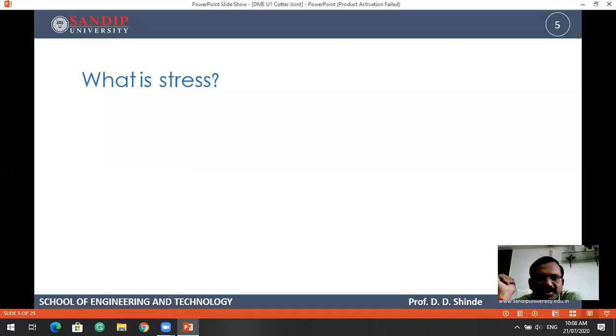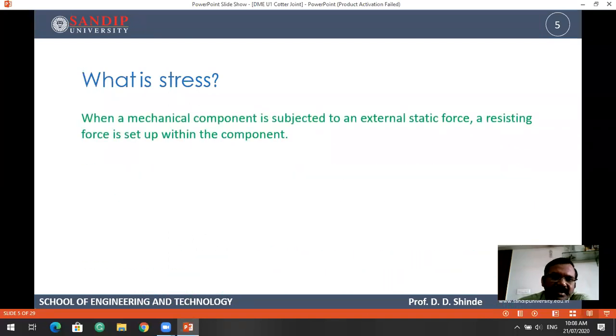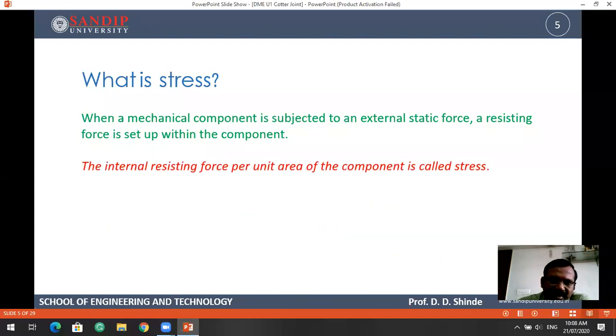Now, because of these loads or forces or bending moment or torque acting on the element or component, different stresses are produced in the component. Which are the stresses? For that, let us see what is stress. When a mechanical component is subjected to an external static force, a resisting force is set up within the component. The internal resisting force per unit area of the component is called stress.